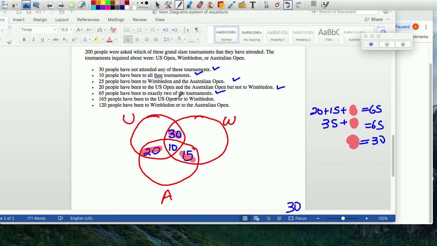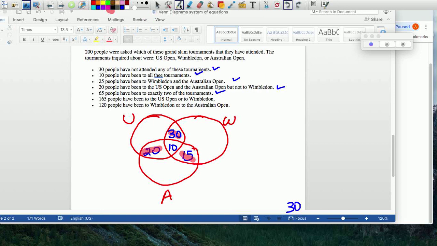No, this one is actually easy. 165 have been to the US Open or Wimbledon. Here is where you guys get a little bit confusing, right? 165 people have been to the US Open or Wimbledon. So I'm going to shade that. Shade something in a different color. Green. Hopefully you can see it. People who have gone to the US Open or Wimbledon.